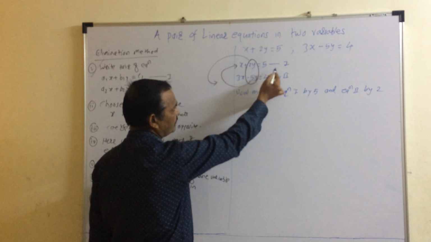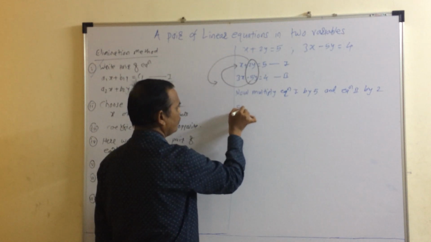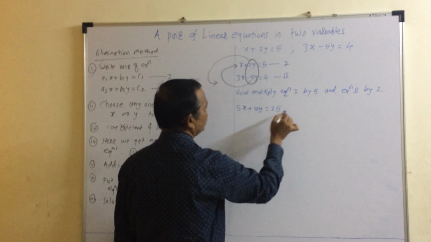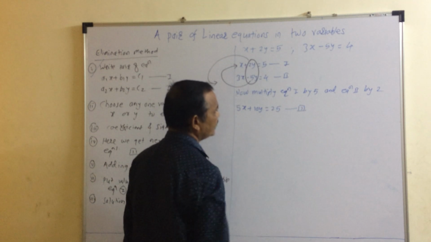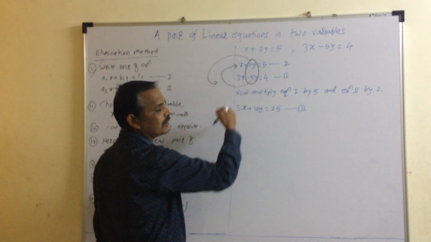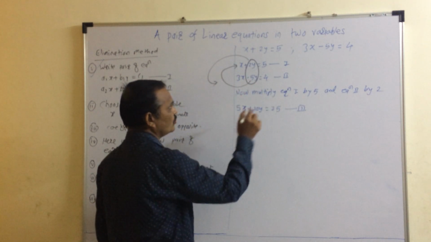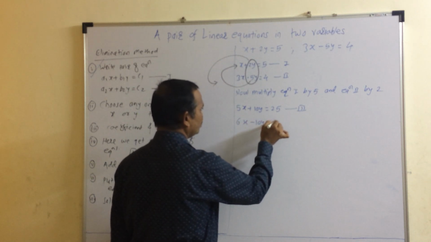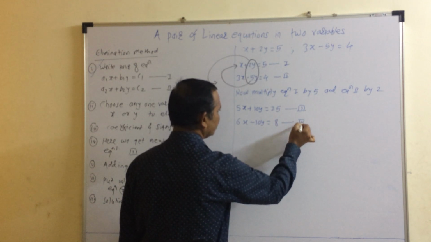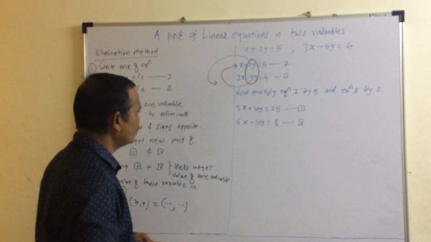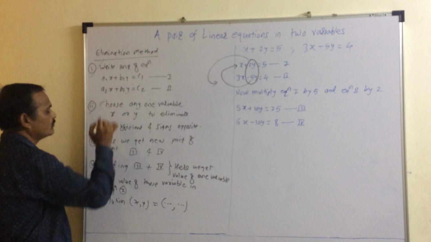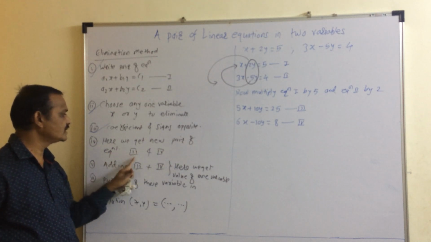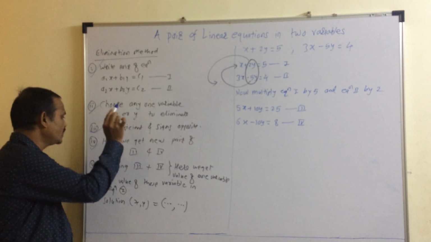now multiply the first equation by 5, we get 5x plus 10y is equal to 25 as equation number 3, and the second equation by 2, that we get 6x minus 10y is equal to 8. This is our equation number 4. Now we complete these two steps. After that we get a new pair of equations, 3 and 4. This step is also done.